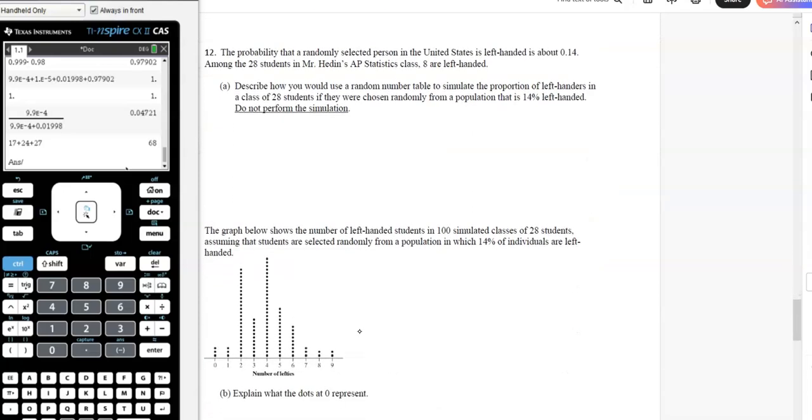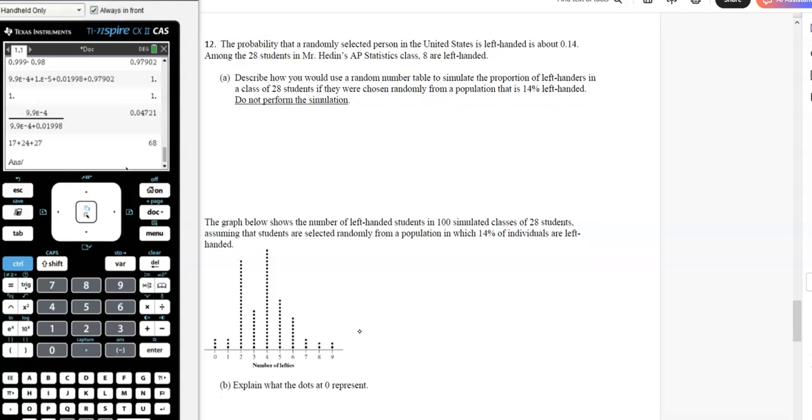The probability that a randomly selected person in the United States is left-handed is about 0.14. Among the 28 students in Mr. Heath's AP Stats class, 8 are left-handed. Use a random number table to simulate the proportion of left-handers in a class of 28 students.